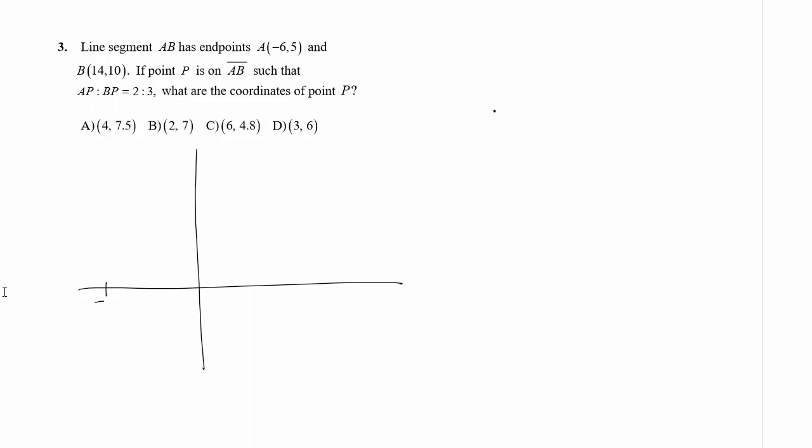Approximate, okay? Negative 6 and 5 over here. That is a negative 6 and 5. And another point is about 14 and 10, right? 14 and 10 over here. We have the line.